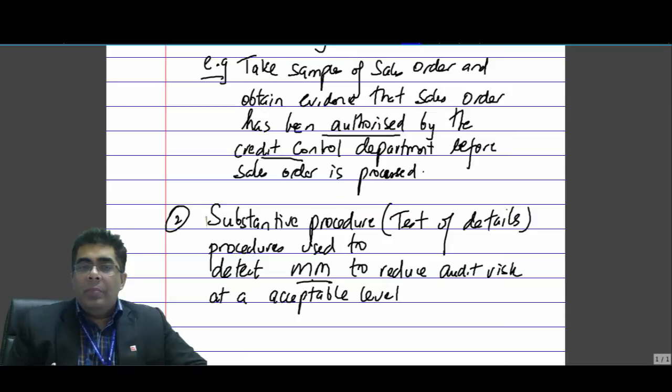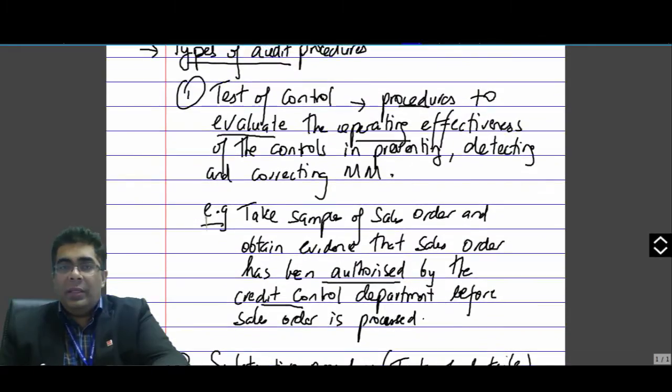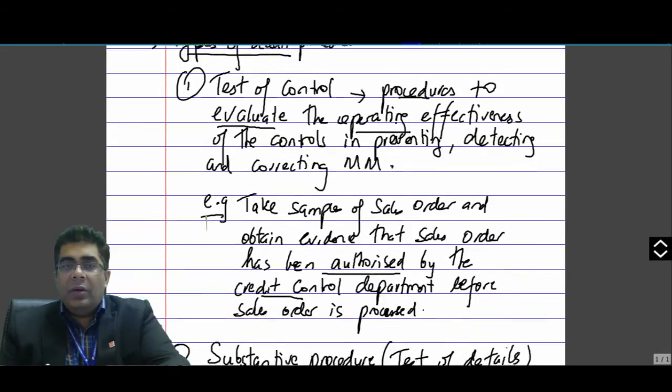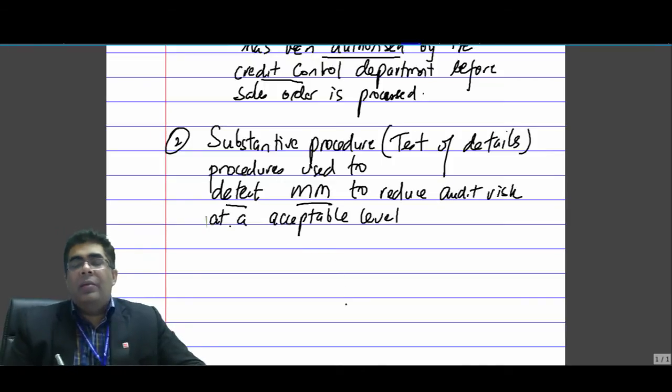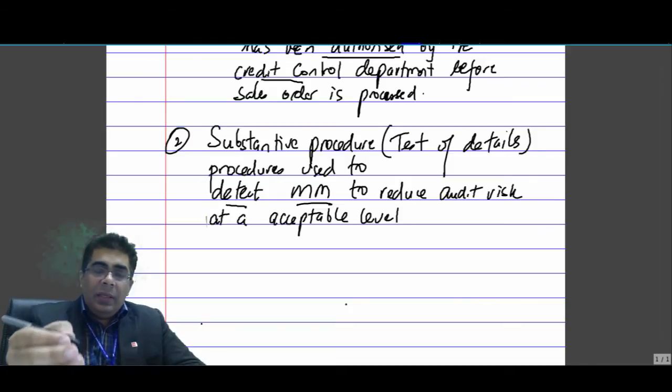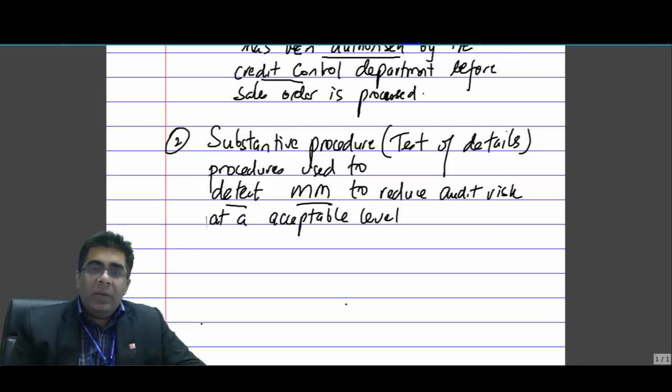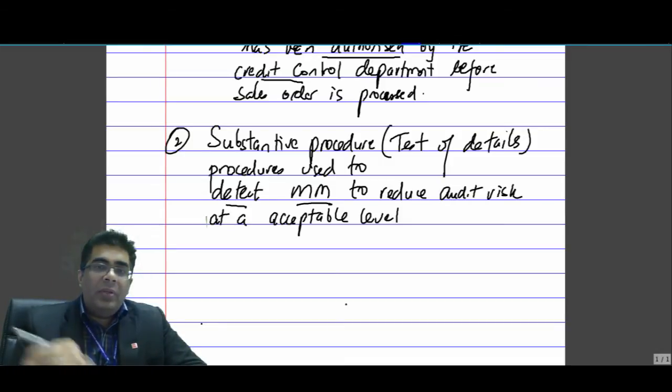Okay, how do you compare this to test of control? Test of control is a procedure to evaluate the system. Is the system operating or not? Whereas the substantive procedure is a procedure to detect the misstatement, meaning instead of us relying on the company's controls, right? So we are choosing not to rely on the company's control. We want to detect the misstatements ourselves, instead of assuming the controls of the company are able to detect those errors.